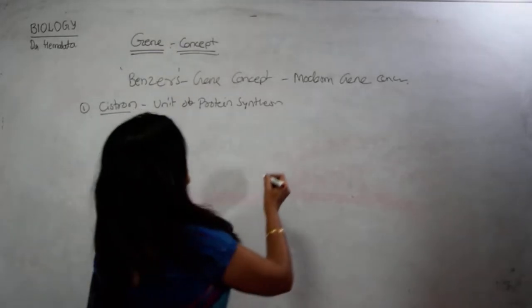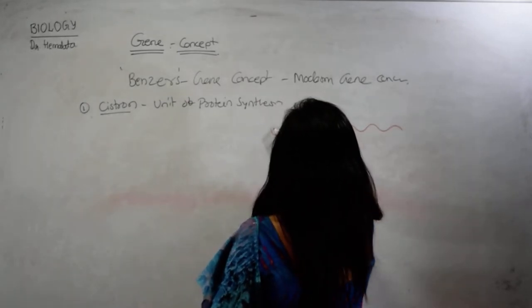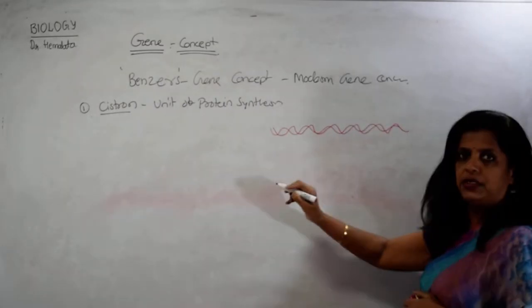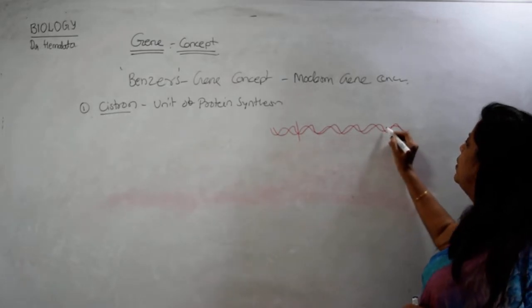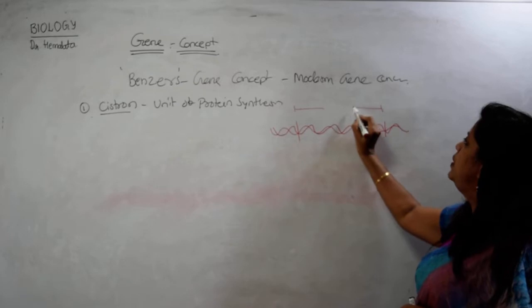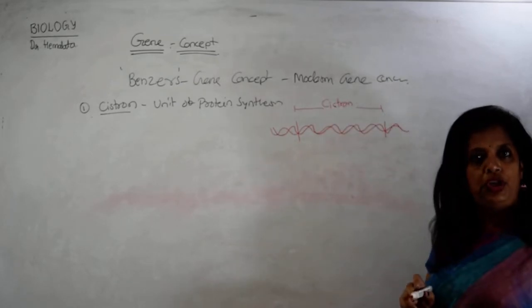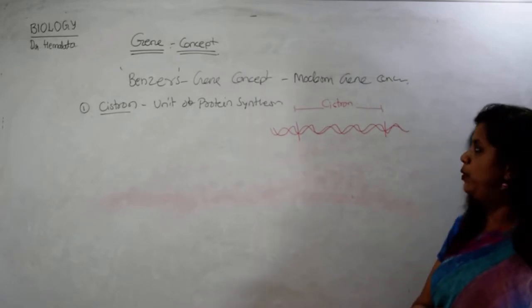Suppose, imagine this is the double stranded DNA. From here to here I am writing the double stranded DNA. It has all the information of many genes, right? Many proteins. Suppose information for one particular gene or one particular protein is from here till here. This can be called a cistron. And this is a gene when it has information for the synthesis of a particular protein.